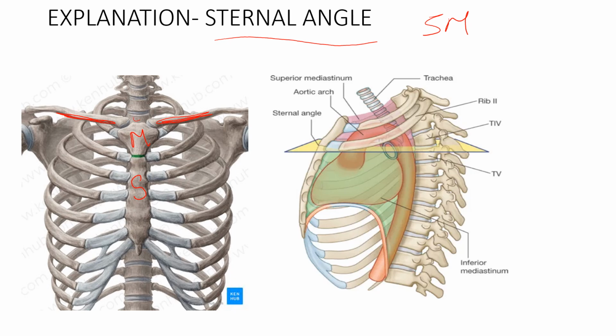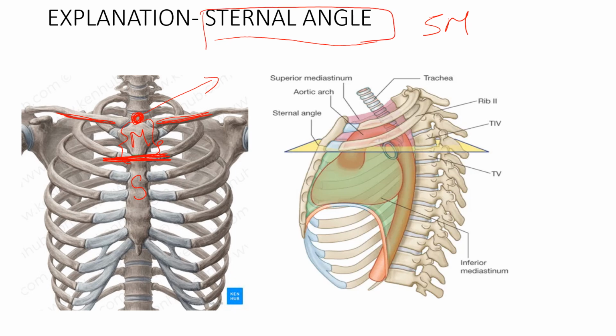So just above the manubrium you have a space and that is known as suprasternal space or the suprasternal notch. 5 centimeters approximately below the suprasternal notch, you have a transverse ridge. This ridge is known as sternal angle or the angle of Lewis.